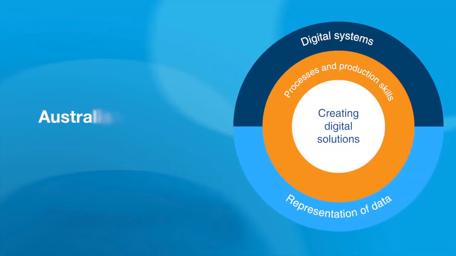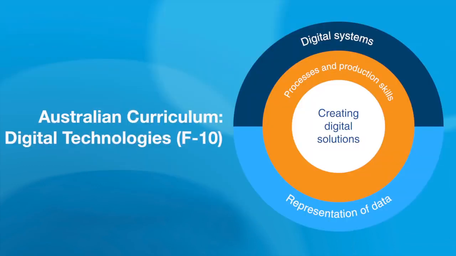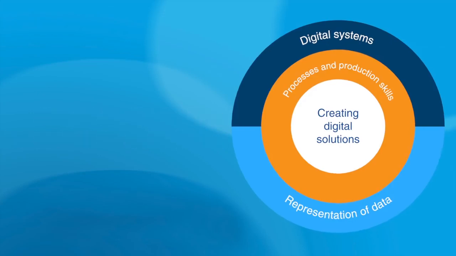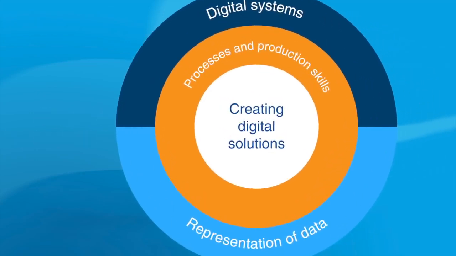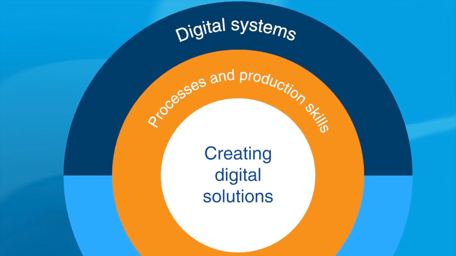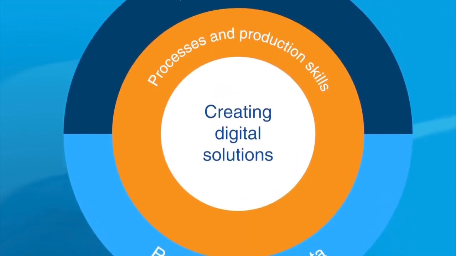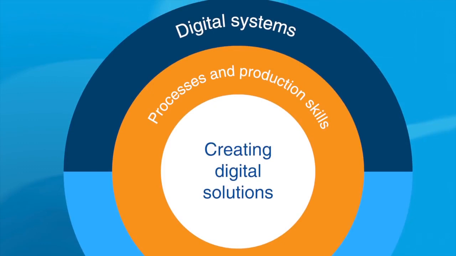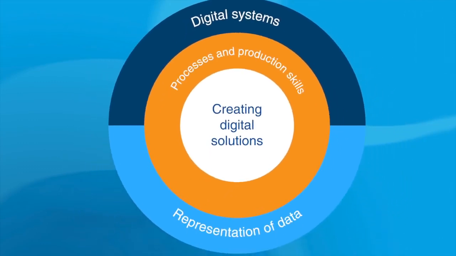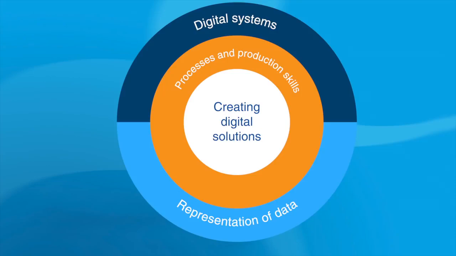The Australian Curriculum Digital Technologies comprises two strands: Digital Technologies Knowledge and Understanding, including digital systems and representation of data; and Digital Technologies Processes and Production Skills, the skills needed to use digital systems to create digital solutions.